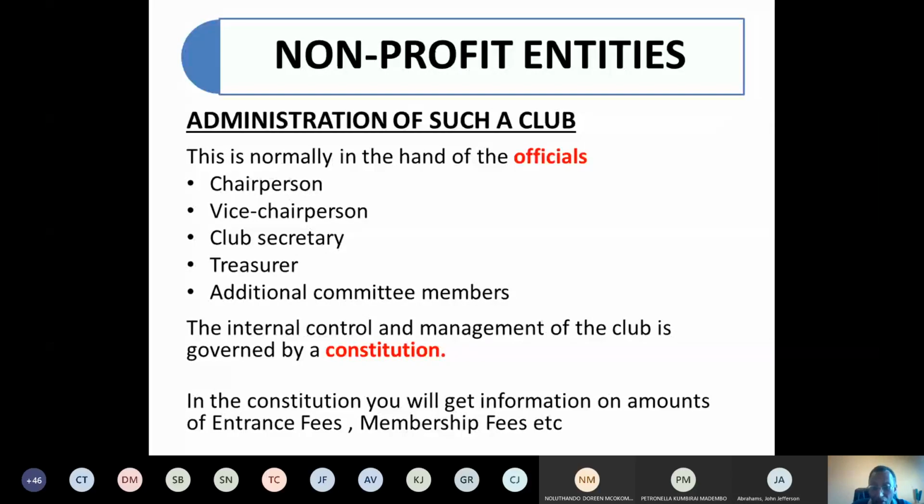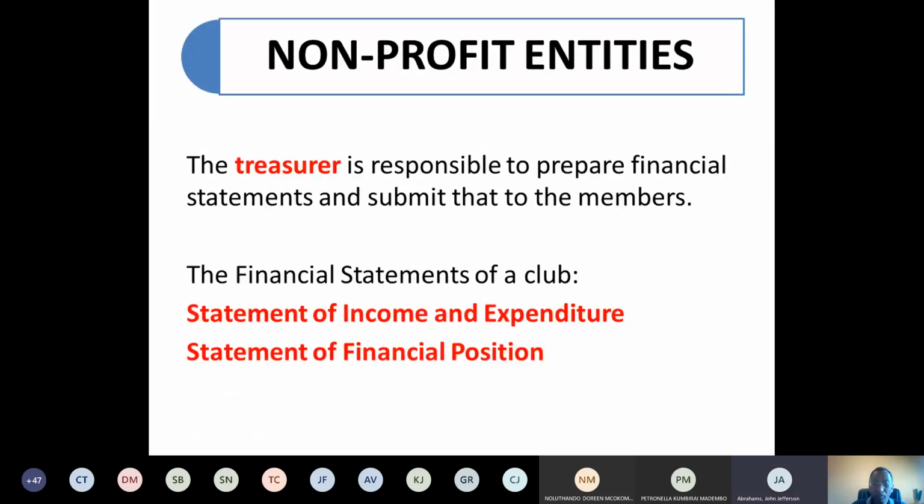We as accountants, of course, are only interested in the treasurer's books. What is going on in the treasurer's books? Because that is the basis of our information that we need whenever we are going to do our financial statements. So the treasurer, which is our main focus point, is responsible to prepare financial statements and then also to submit those financial statements to the members and present it normally at a particular meeting.